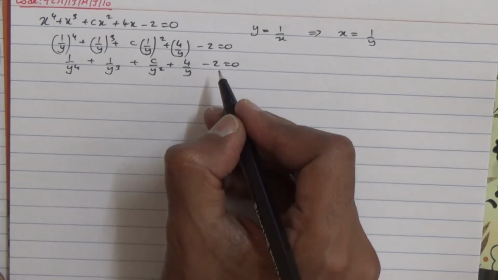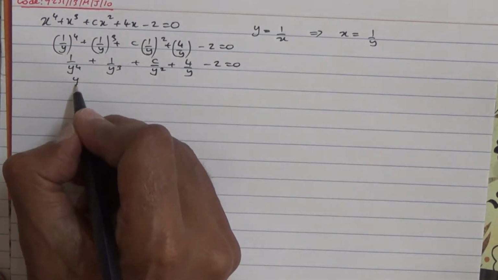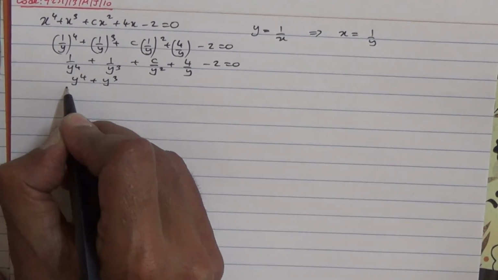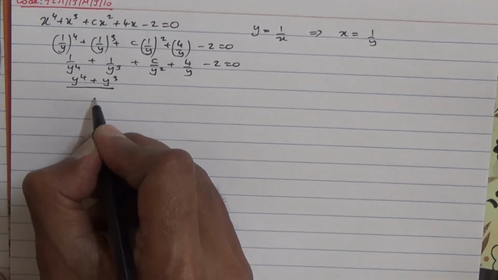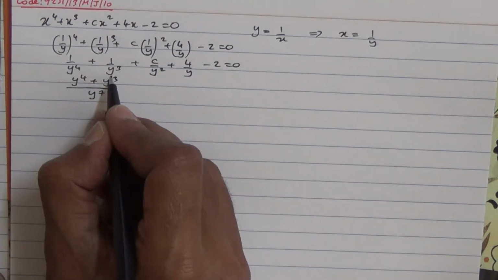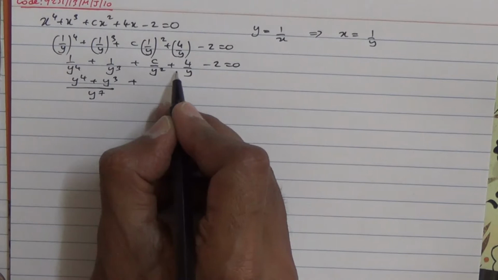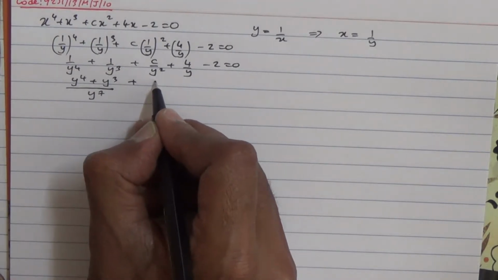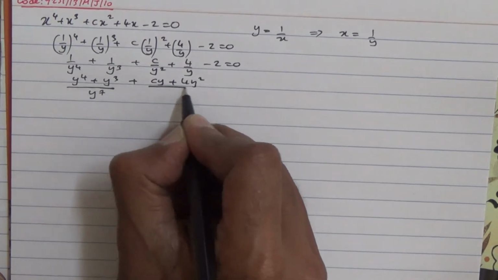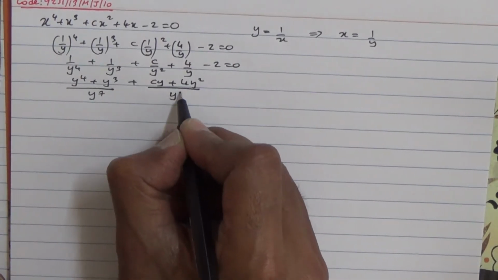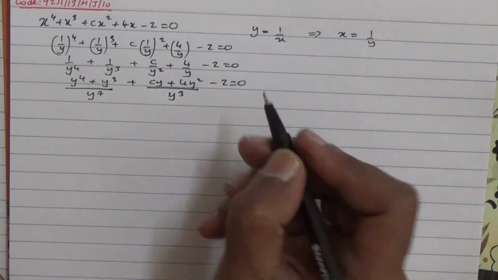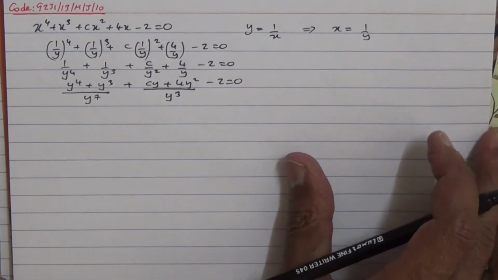And going further, you just cross multiply and multiply the denominators, and you do the same for this part as well, which becomes cy plus 4y squared divided by y to the cube. And of course minus 2 is equal to 0. And now from here we keep on moving.